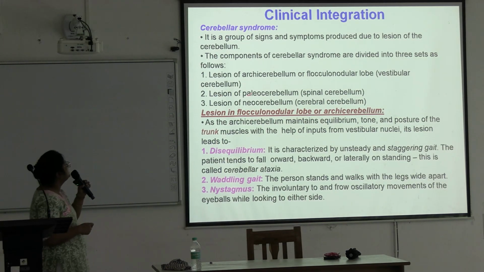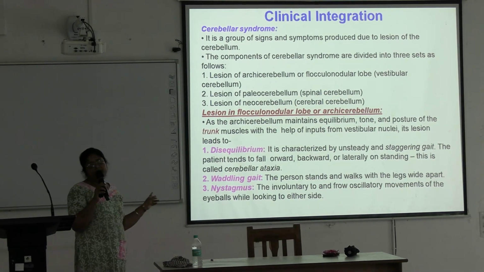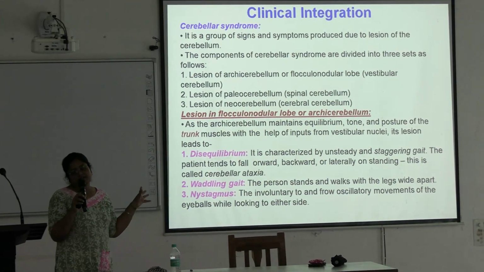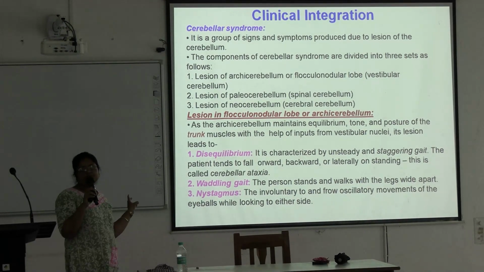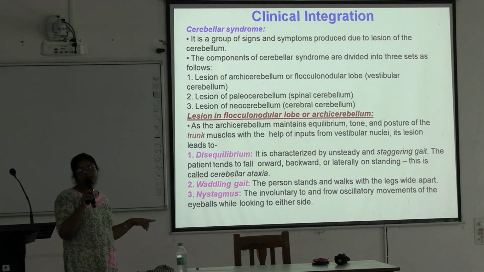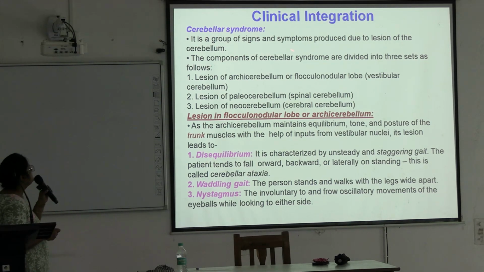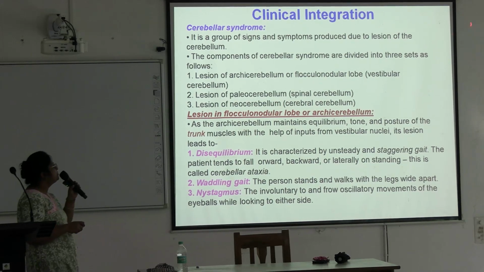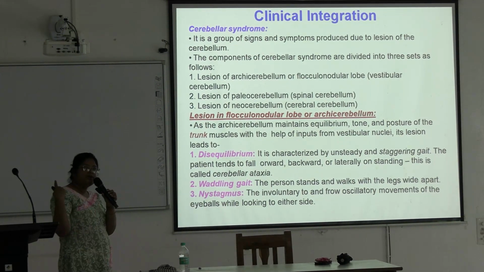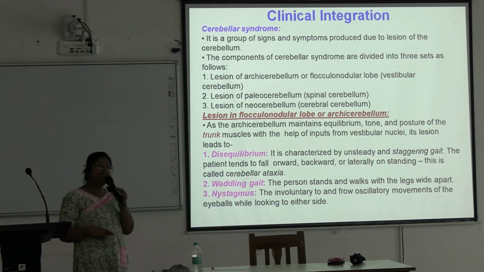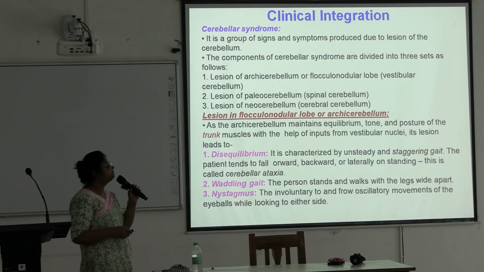Next, we are going to cerebellar syndrome. Cerebellar syndrome is important for your theory. It comes in your long question. Some parts of the structures will be asked in your long question, and this cerebellar syndrome. This cerebellar syndrome is a group of signs and symptoms produced due to lesion of the cerebellum. This also comes in your final year medicine. It is very, very important. You will see patients with these cerebellar lesions.